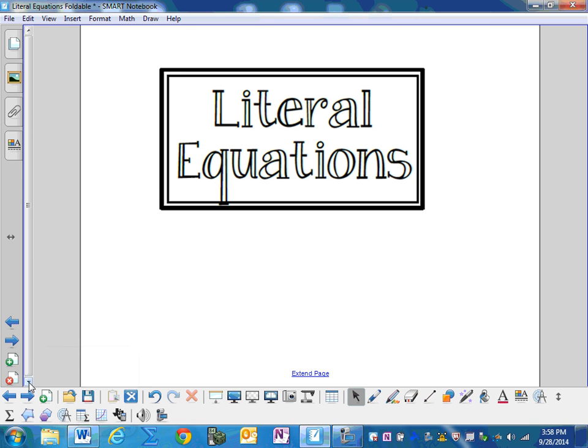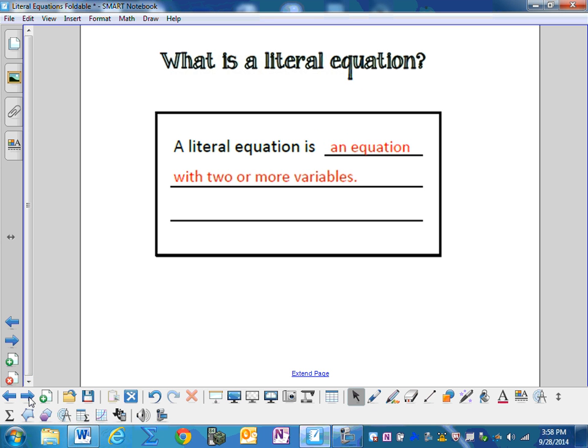Literal equations. What is a literal equation? A literal equation is an equation with two or more variables.